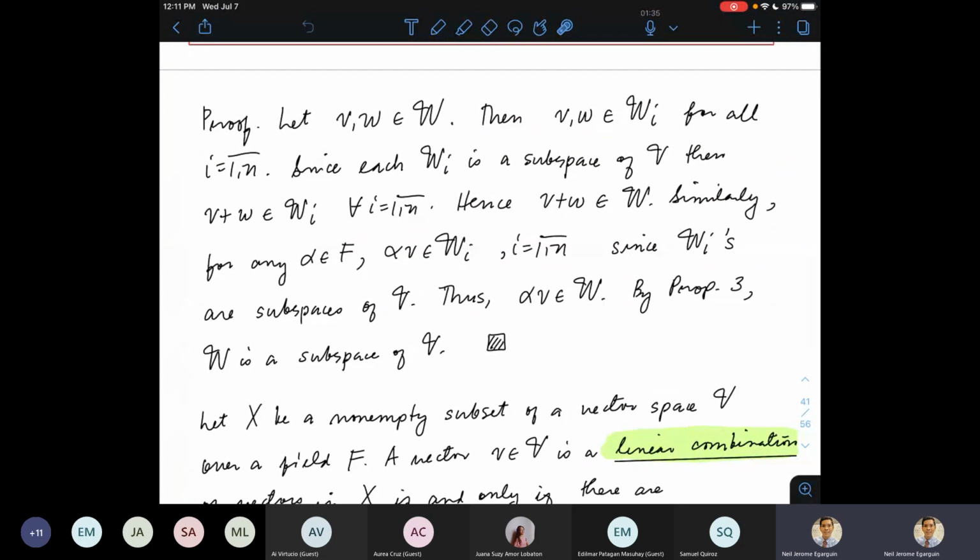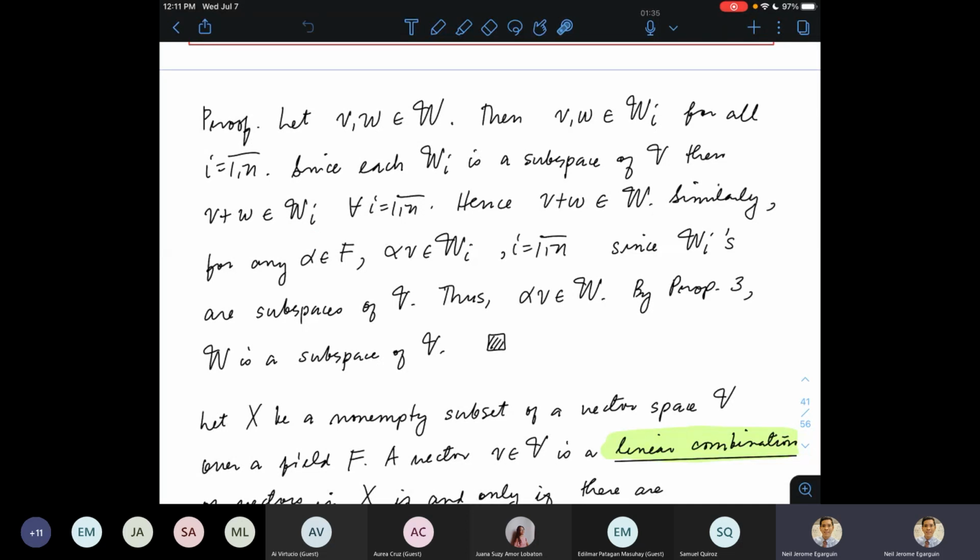Dahil subspace yung mga W sub i's, so ibig sabihin yung V plus W ay nasa mga W sub i's din. Kasi yung V at W ay nasa bawat isang W sub i, bawat isang W sub i naman ay isang subspace. So ibig sabihin, by Theorem 3, or by closure under vector addition, the V plus W, or the sum of V and W, must also belong to each of the W sub i's.